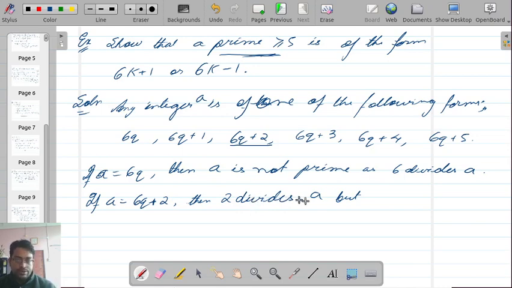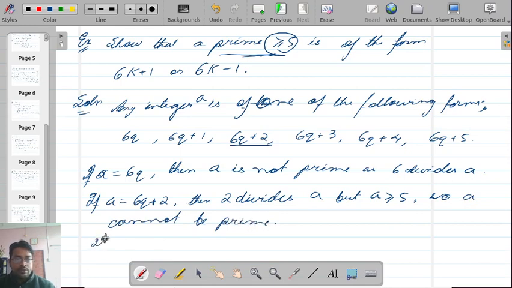So what do I need here? I will need to use this: a is given to be greater than or equal to 5. So a cannot be prime.